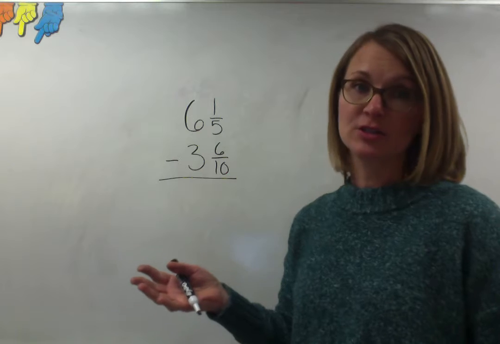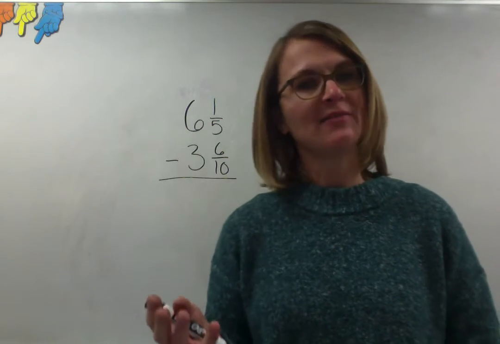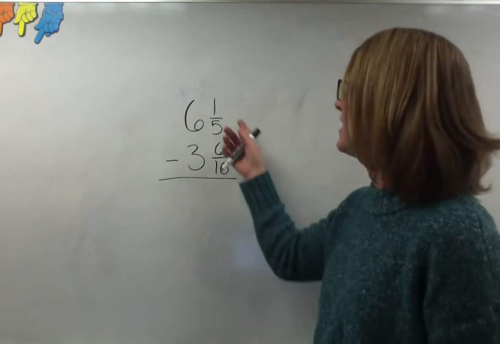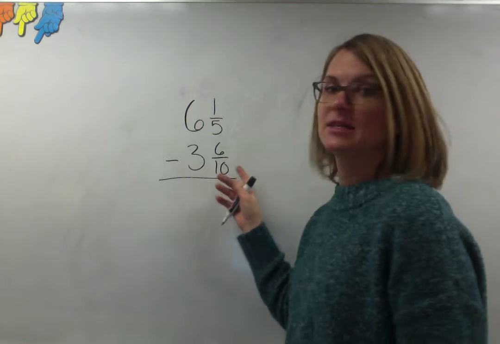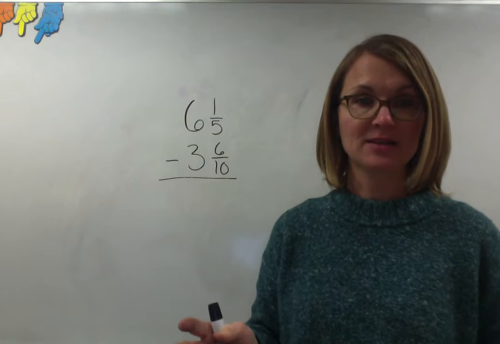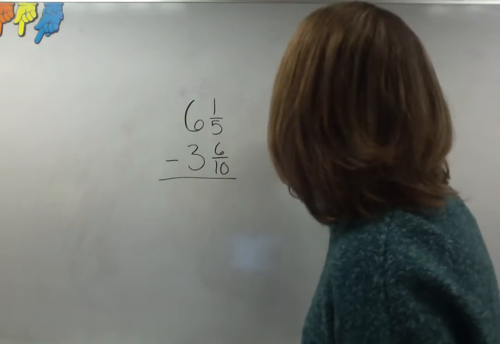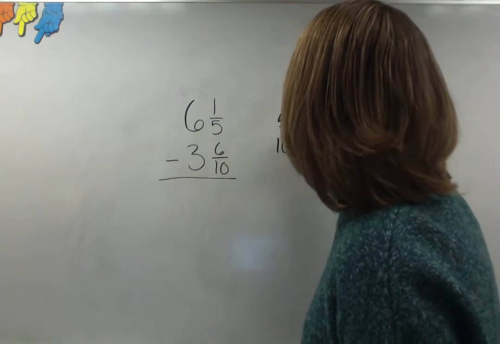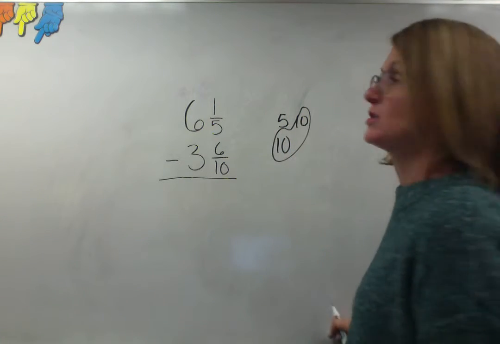When we're dealing with fractions, there's something we need to do first. We always need to check to see if our fractions have the same denominator. Okay, so I have 6 1/5 minus 3 6/10. So I can't even subtract them the way that they are until I change them so they have the same denominator. So I would find the multiples of 5 and 10, but I don't have to go very far because I know 5 and 10 both share 10.